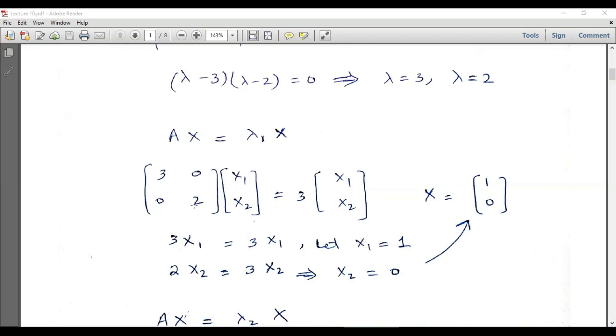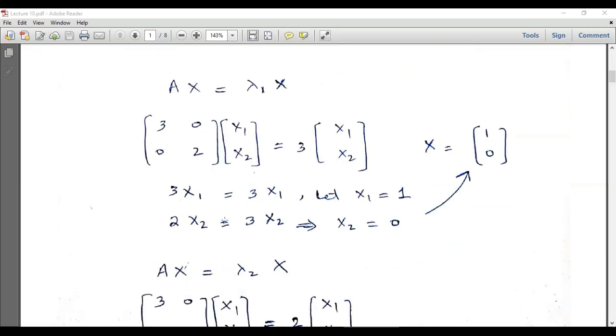Now let's expand the second equation, and it will be 2x2 equal to 3x2. In this equation, the only condition which can satisfy it is x2 equal to 0. For any other non-zero value of x2, this equation will not be satisfied. So we can say that x2 is equal to 0 in this case. So the first eigenvector will be x1, x2, where x1 is equal to 1 and x2 is equal to 0. So our first eigenvector is 1, 0.